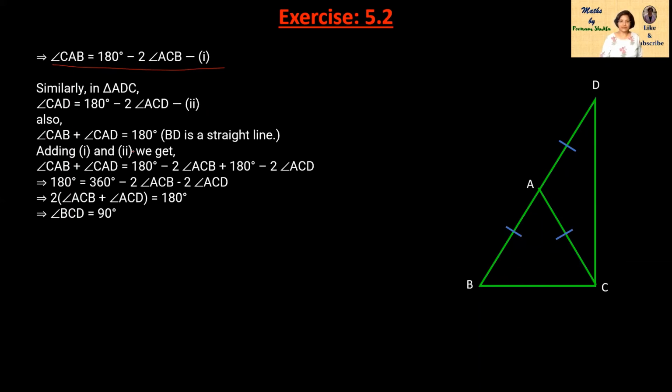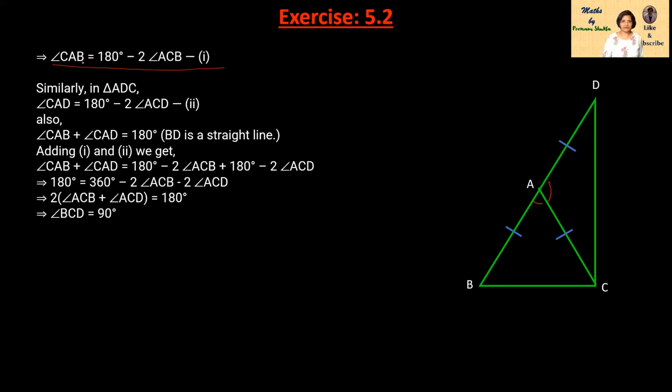So also we can write: this plus this equals 180. I am writing here angle CAB plus angle CAD equals 180 degrees, because BD is a straight line. So now adding equations 1 and 2, we are adding this and this equation, right?